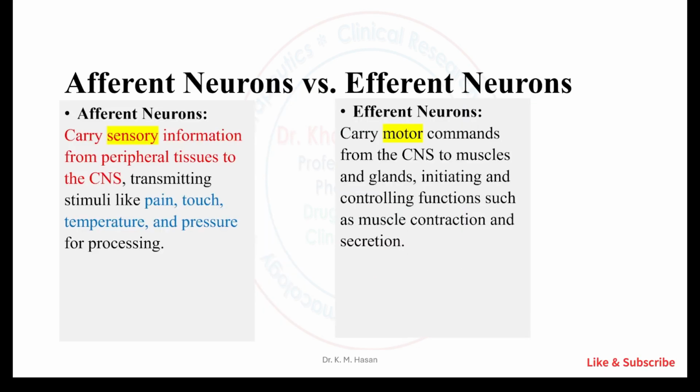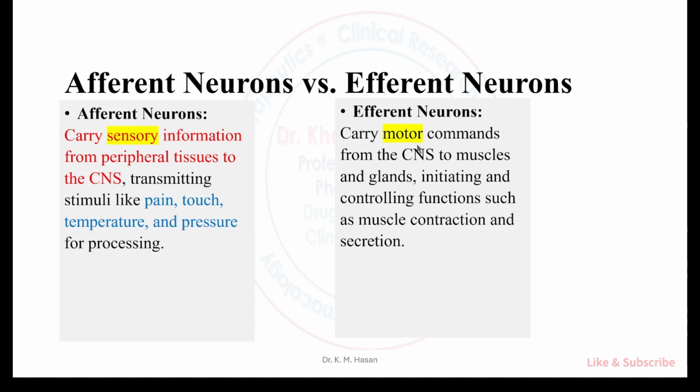Okay, in order to understand the autonomic nervous system, first of all, we need to differentiate between two main types of neurons in the central nervous system, the spinal cord and brain. The first type of neurons is called afferent. Afferent neurons carry the sensory information from the peripheral tissue to the central nervous system, transmitting stimuli like pain, touch, temperature, and pressure for processing. So from the periphery to the central nervous system, the afferent neuron. The efferent neuron is the response of the central nervous system.